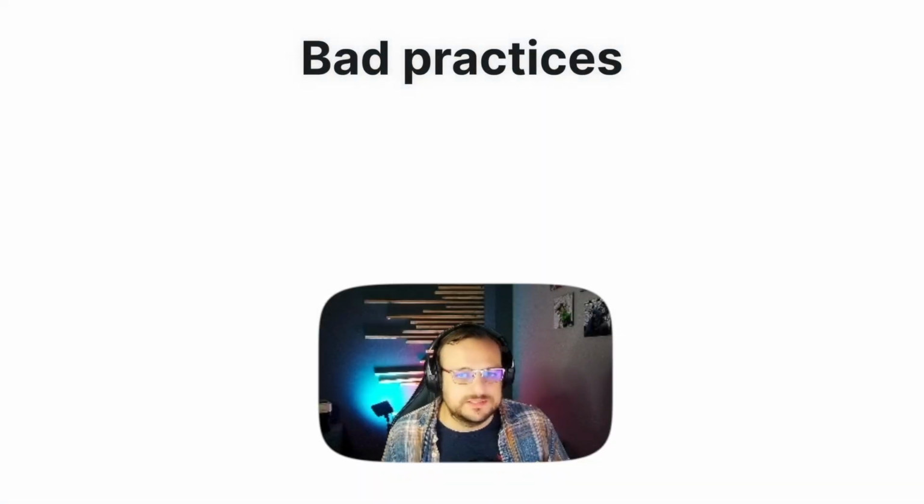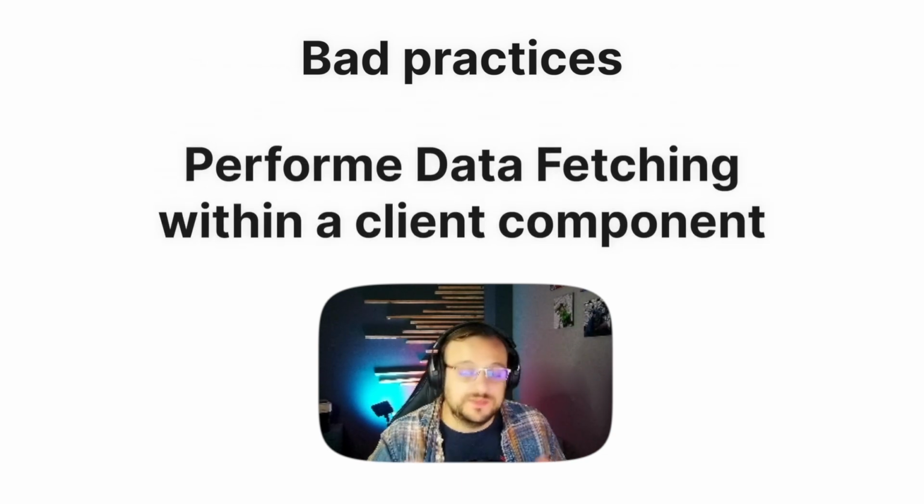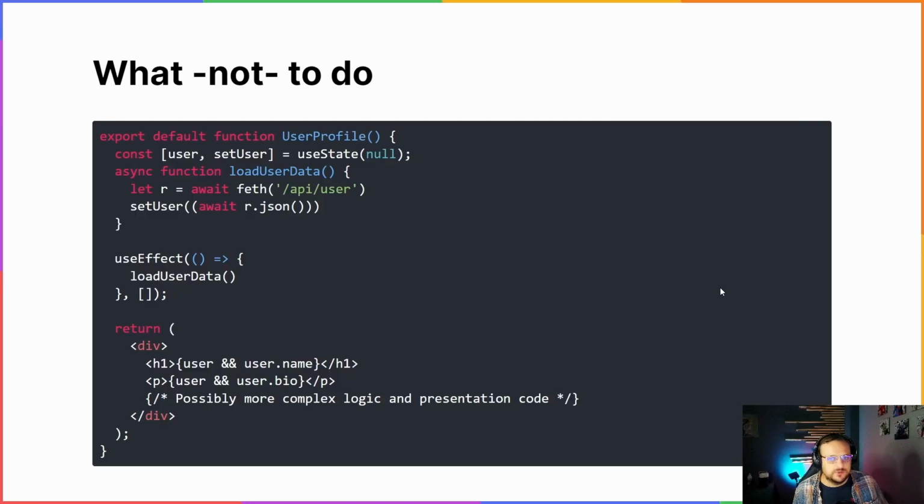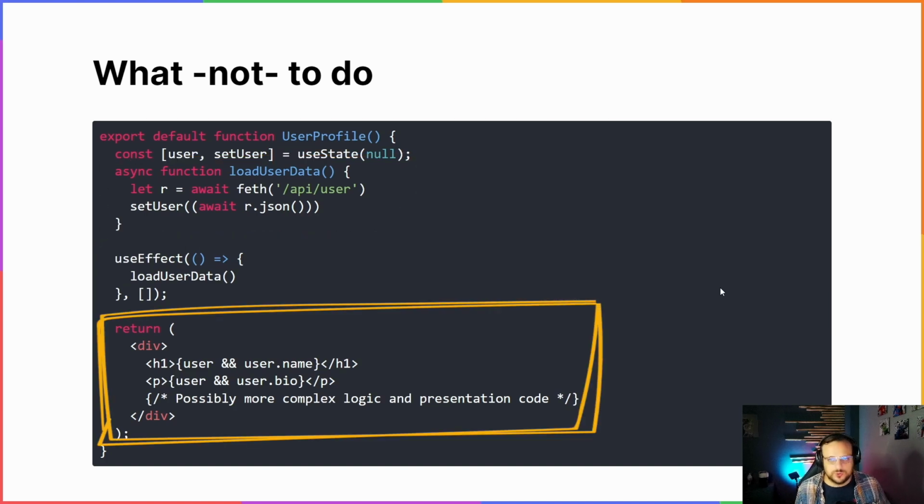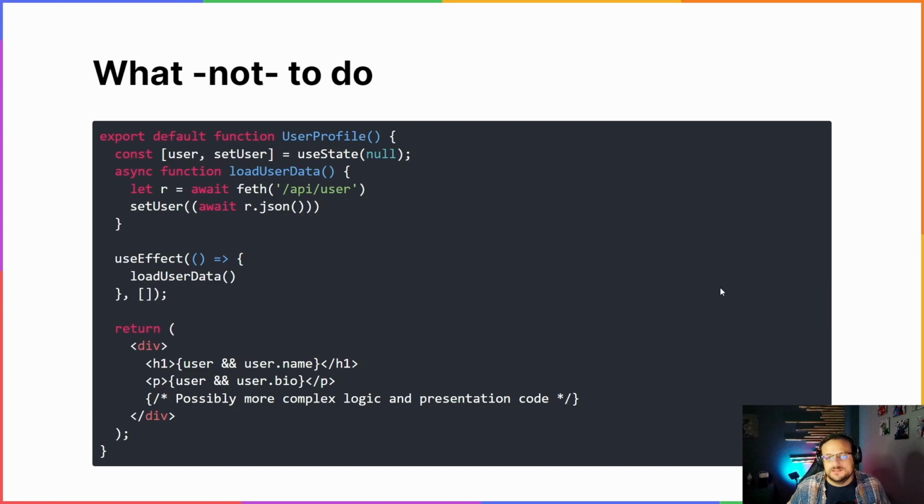Another very common bad practice when it comes to architecting your page is performing data fetching within a client component. Here is an example of a component that is trying to do everything. It's trying to fetch the data from the API, process it, and also show it. However, there are different ways in which we can solve this by properly architecting our page.